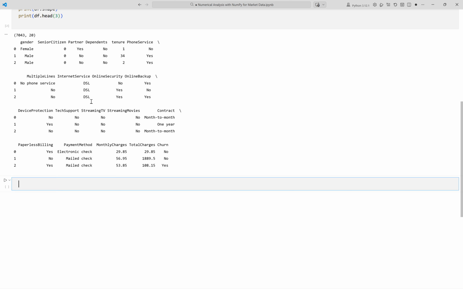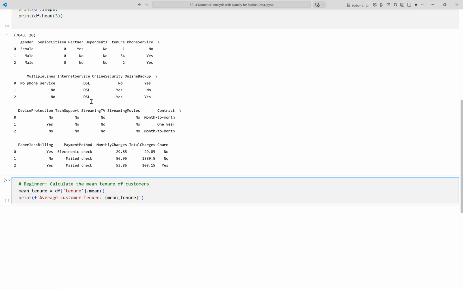We want to understand how long, on average, customers stay with the company. We calculate the mean of the tenure column using pandas. The result shows the average number of months customers remain subscribed.